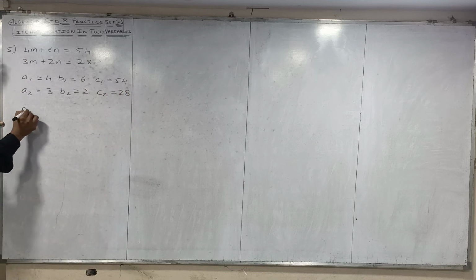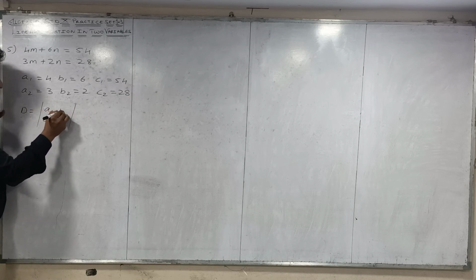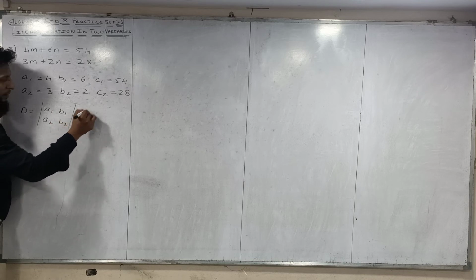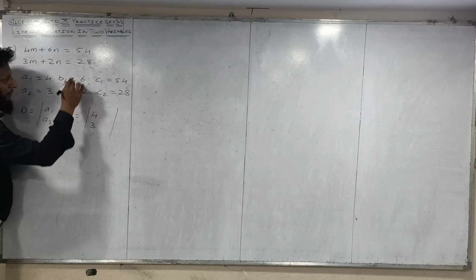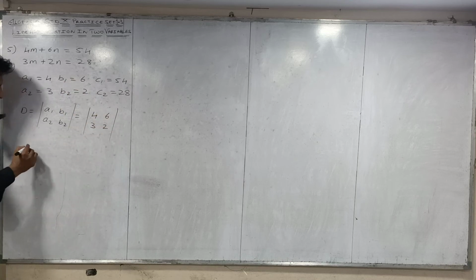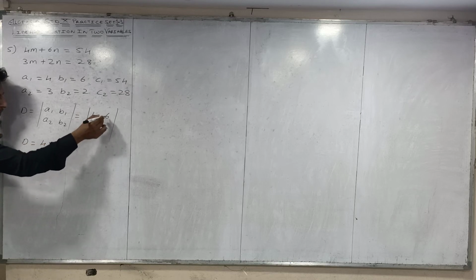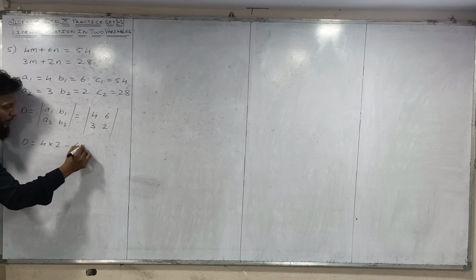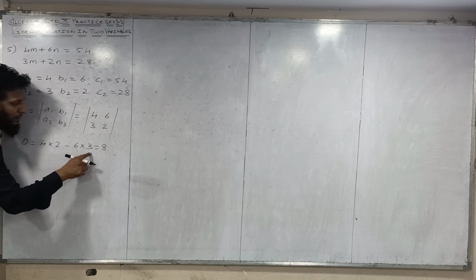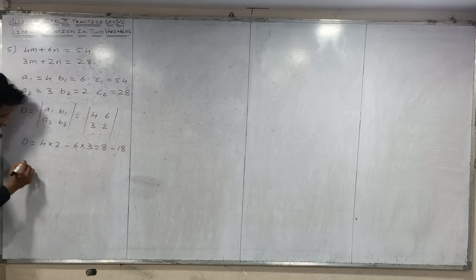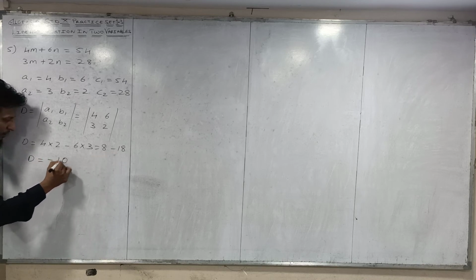Okay, then the value of D. The formula is A1, A2, B1, B2. Then write the values: A1, A2 are 4, 3, B1, B2 are 6, 2. Then D is equal to 4 multiplied by 2, put minus sign, 6 multiplied by 3. 4 twos are 8, 6 threes are 18, minus 18. D is equal to plus 8 minus 18, minus 10.